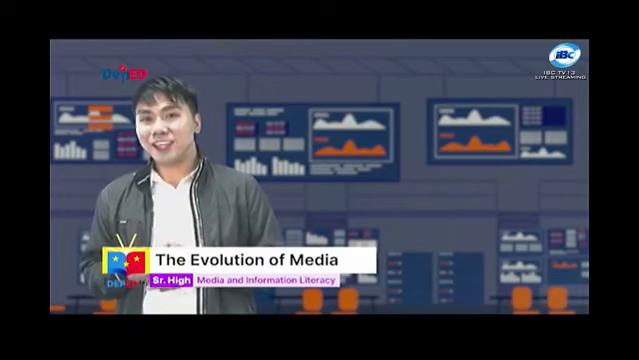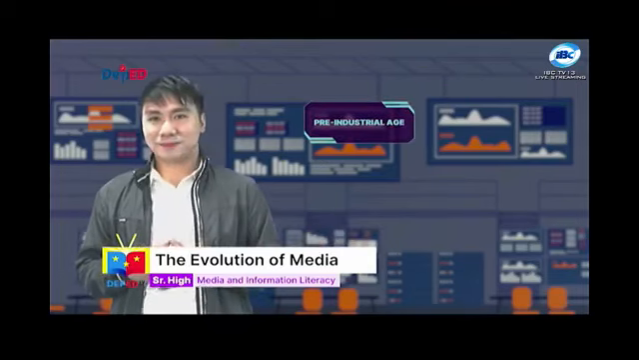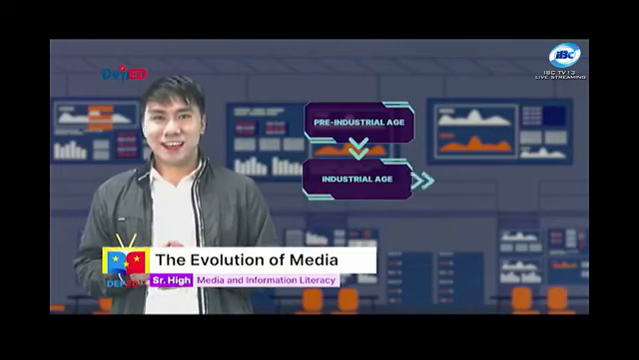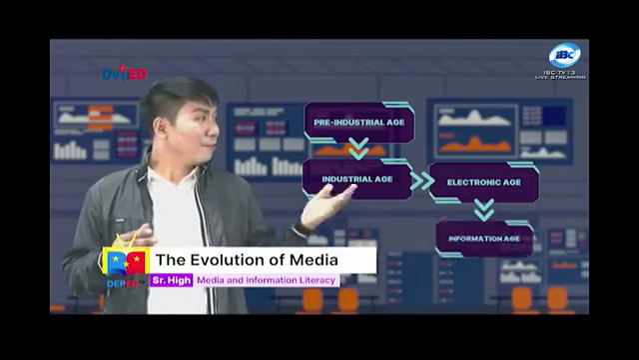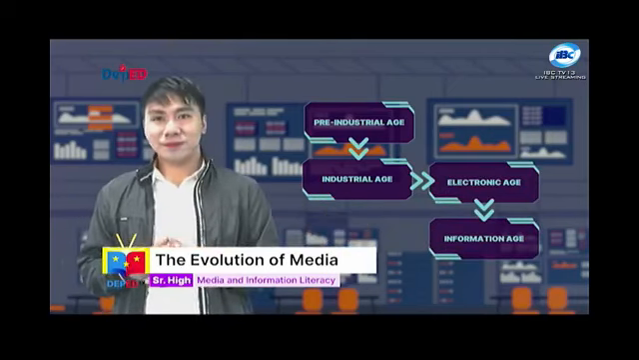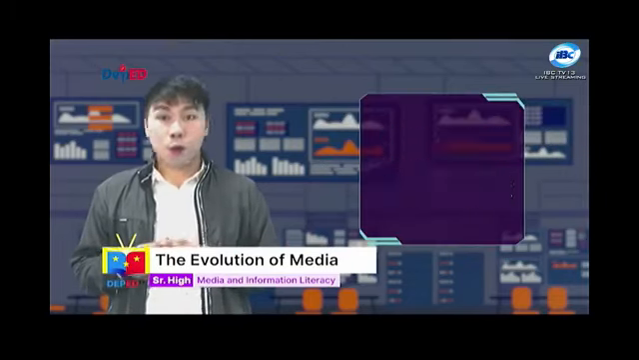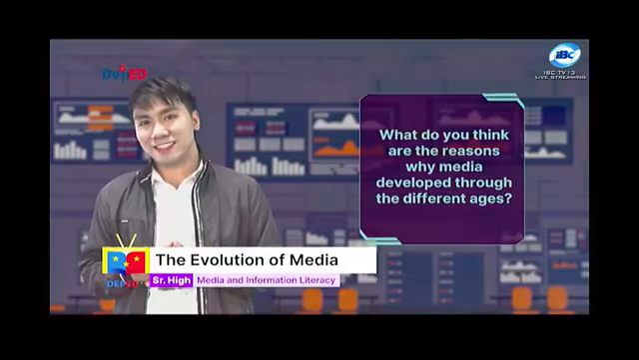Awesome! The 4 ages in media evolution are the pre-industrial age, the industrial age, the electronic age, and the information age. We have seen how media became better as time passed by. What do you think are the reasons why media developed through different ages?